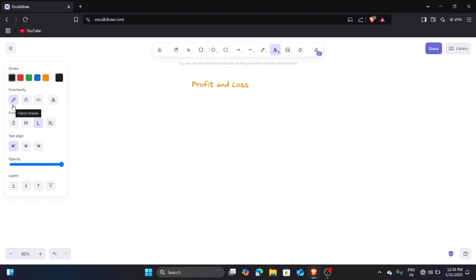Okay. So, in mathematical terms, there are two things, profit and loss, which are based on the cost price and the selling price of the product. Now, what is cost price? So, what is cost price?